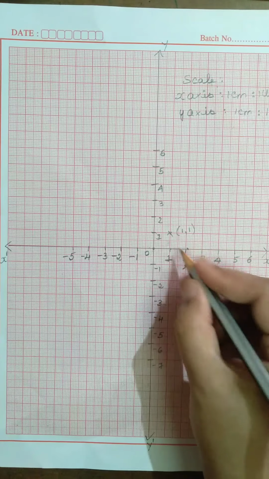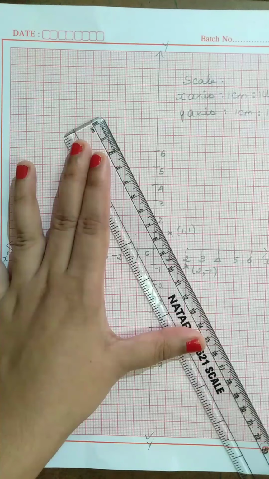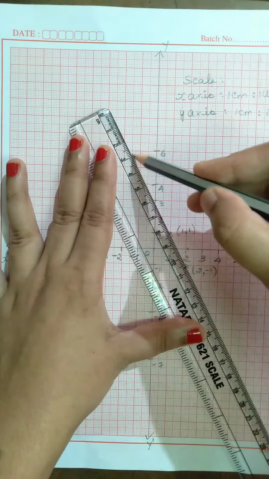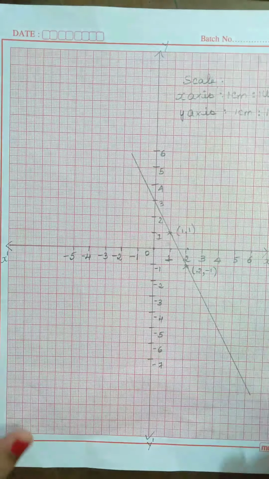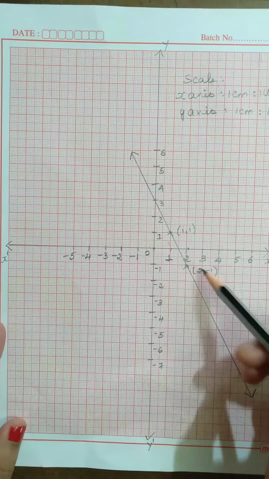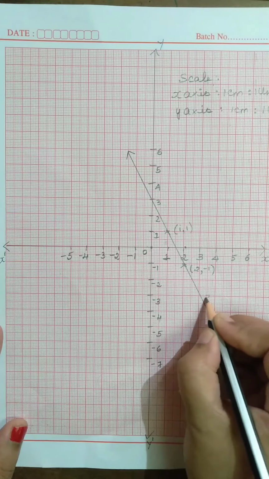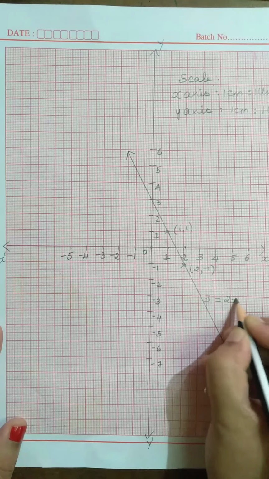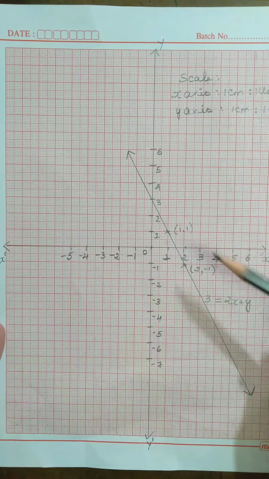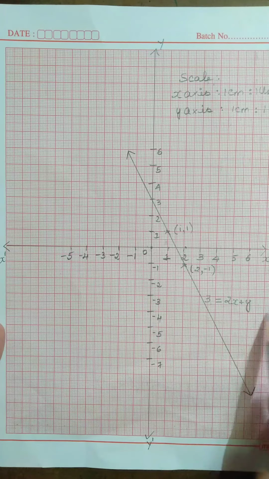We got 2 points. Join these 2 points to form a straight line. Using the scale, join the 2 points, draw a straight line and extend it to both sides. This will be your straight line through these 2 points, and the equation of this straight line is 3 = 2x + y. This is the solution to this problem, where (1, 1) and (2, −1) are the solutions of the equation 3 = 2x + y.